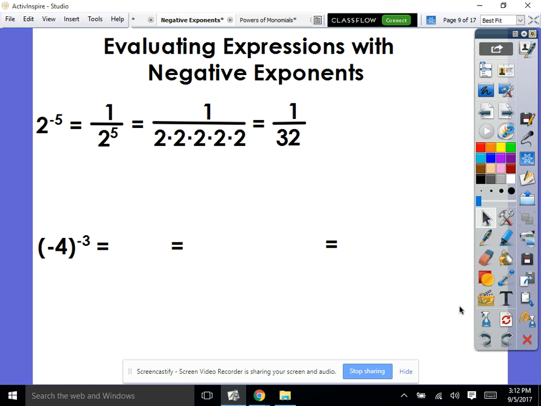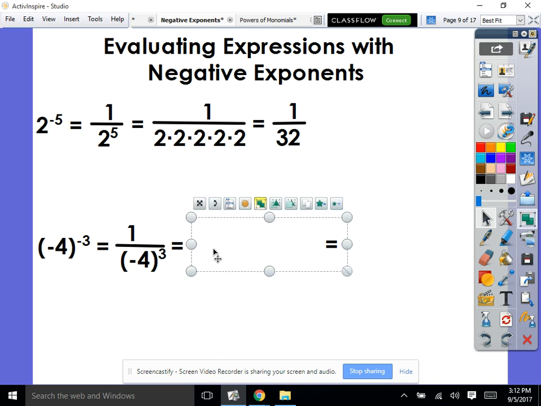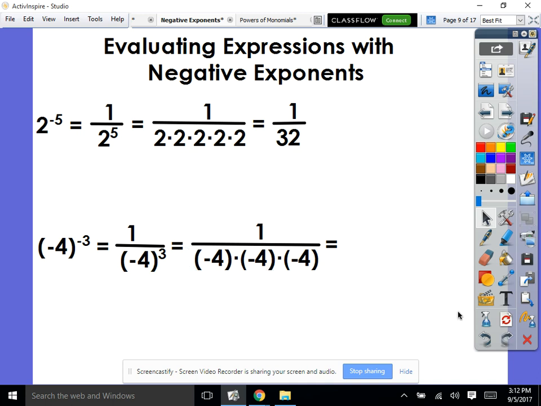All right, negative 4 raised to the negative third power would give us 1 over negative 4 raised to the third power, which equals 1 over negative 4 times negative 4 times negative 4, which would give us 1 over negative 64.